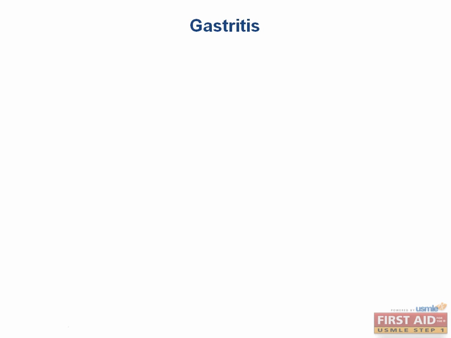Now, let's discuss gastritis. What's the definition of gastritis? Well, gastritis is any condition with inflammation of the mucosa. There are two main categories, acute and chronic. You're probably more familiar with the more common chronic gastritis, which is non-erosive. However, acute gastritis can also occur, and when it does, it is actually erosive.